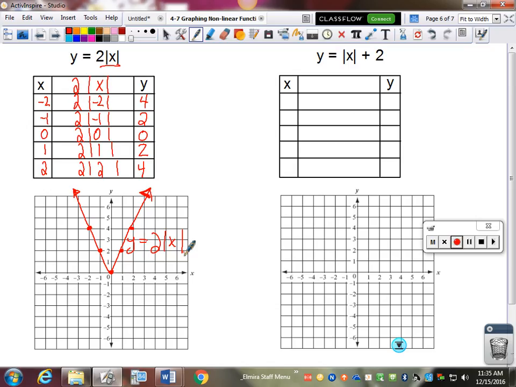The calculator does not do absolute value at this level. When you have algebra next year, the calculator we use next year will do absolute value for you. However, absolute value is pretty darn easy, guys. It basically says, hey, ignore the negative sign. So if I'm ignoring the negative sign here, 2 times 2 is 4. 2 times 1 is 2. 2 times 0 is 0. 2 times 1 is 2. 2 times 2 is 4. So it's not really calculator worthy. Okay? Just ignore the negative signs.